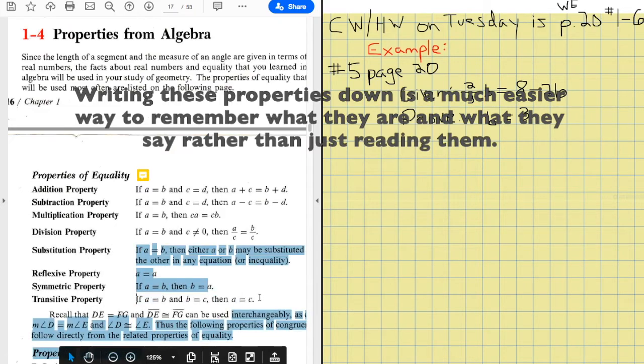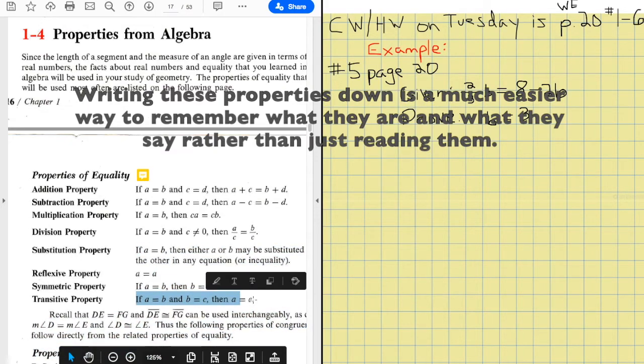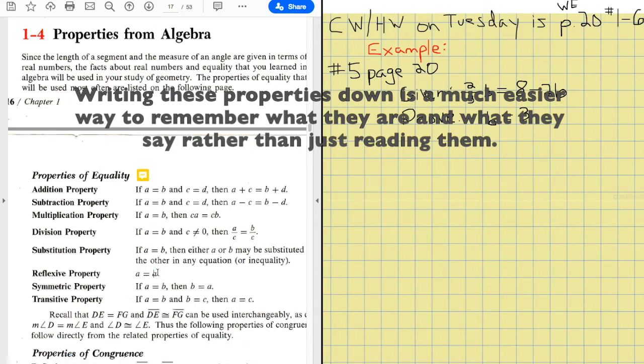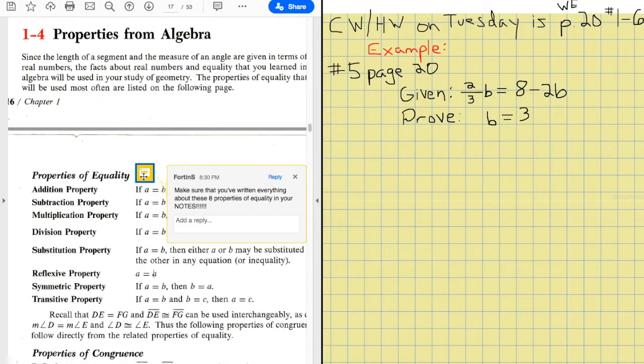Did I explain it well? I don't know if I did. Normally you need to hear the transitive property a few times and practice it a few times before you feel like you really get it. So, reflexive property. Make sure you have all 8 of these written down.